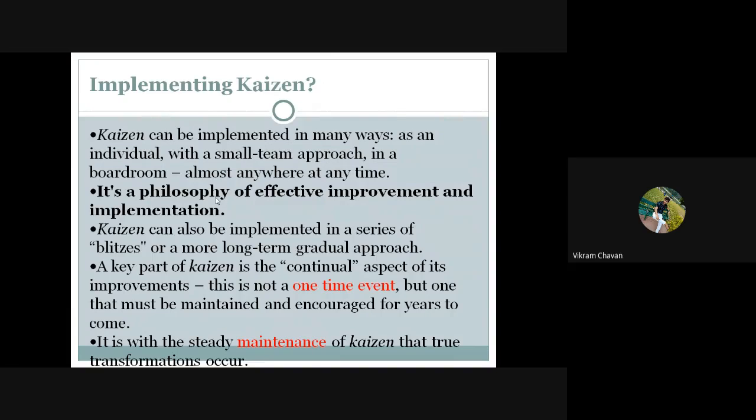It is with the steady maintenance of Kaizen that true transformation occurs. Okay, full stop.